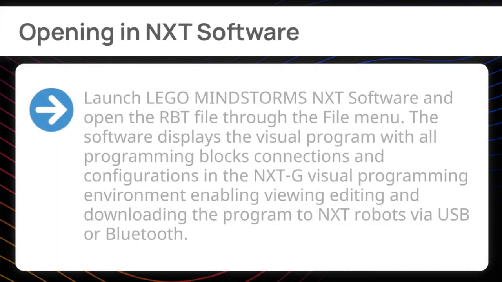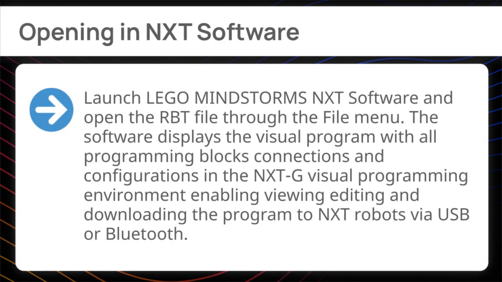First, opening in NXT software. Launch LEGO MINDSTORMS NXT software and open the RBT file through the File menu. The software displays the visual program with all programming blocks, connections, and configurations in the NXT-G visual programming environment, enabling viewing, editing, and downloading the program to NXT robots via USB or Bluetooth.